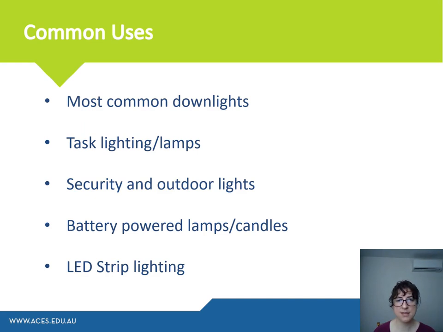So you'll see these most commonly in downlights. You'll see them in task lights, security and outdoor lights, battery powered lamps and candles. Then you won't have that alternating current effect, but it'll just be DC. LED strip lighting.